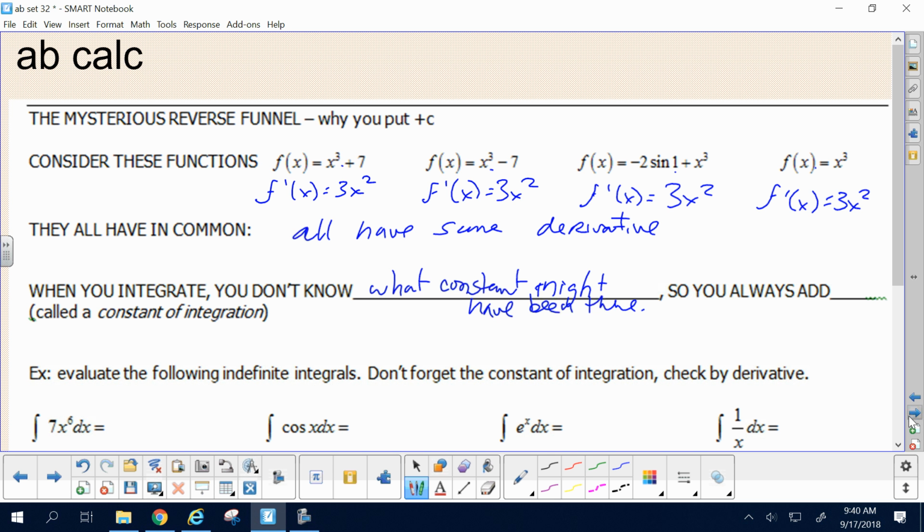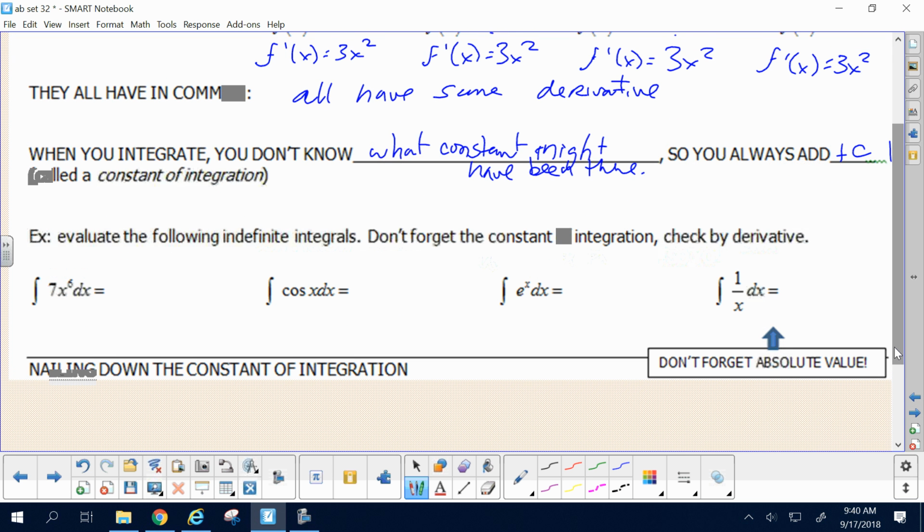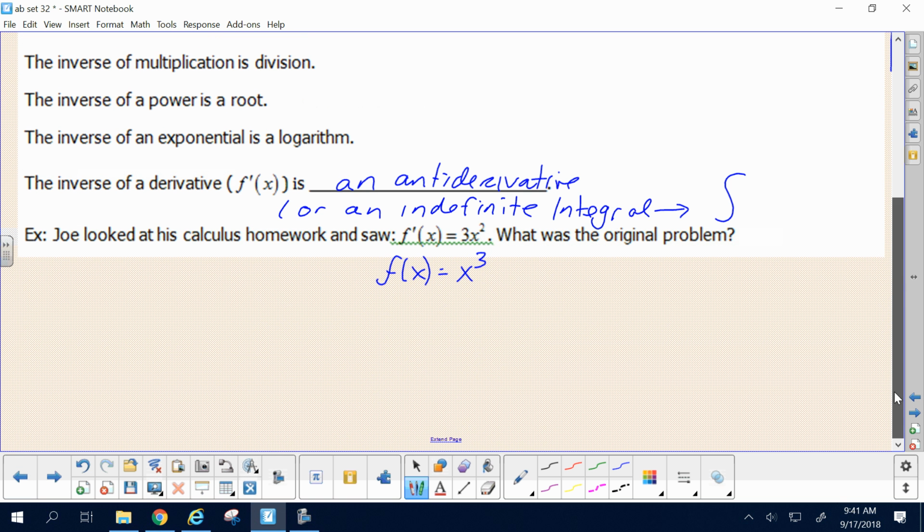Now to do that then, you always add, when you integrate, plus c to represent, there could have been some constant there before I took the derivative. I just don't know what it is. That's called a constant of integration. All right. Now then, what problems will look like here? When they give you this, they'll typically, rather than write it the previous way, okay? The way I wrote this the first time was, the derivative is 3x squared. What's the original problem? That's typically not how it's written.